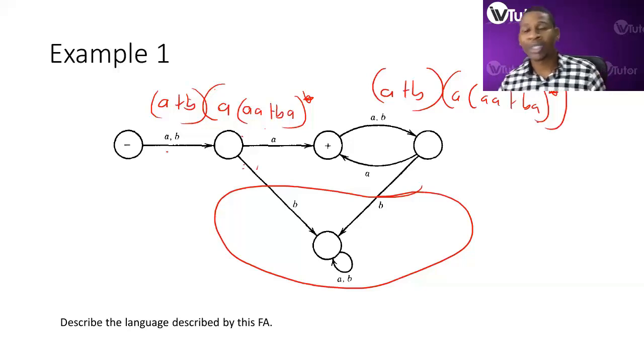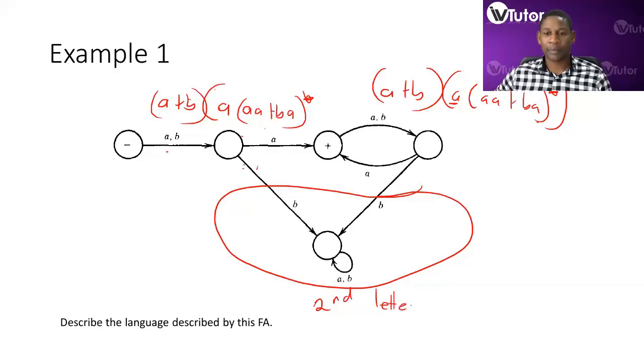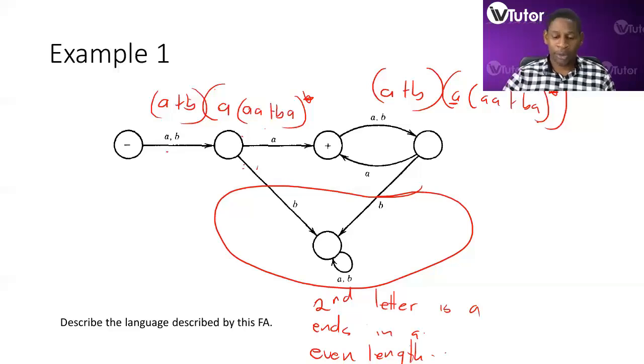Right. So what does this tell us? We need the second letter to be an A. Always the second letter is an A, and it ends in A. So we say second letter is A, ends in A, even length. So we can use these three properties to define that language. Right. That's how we go about it.